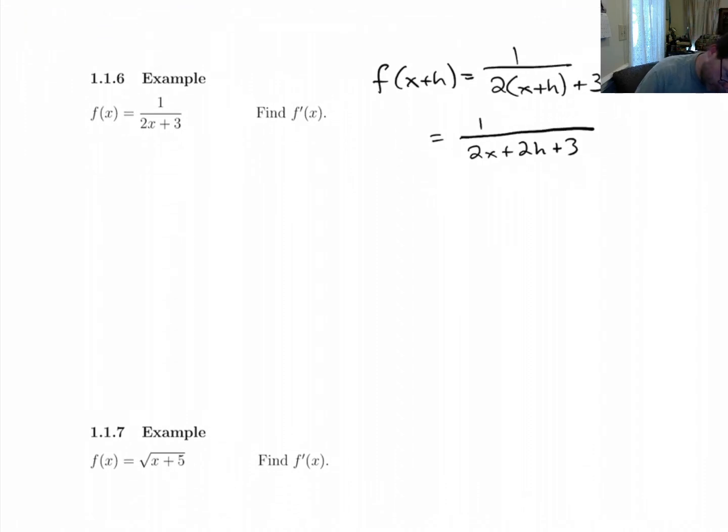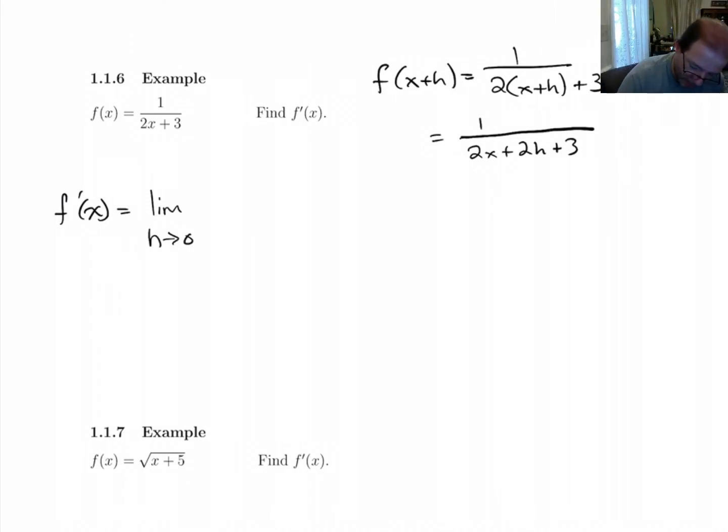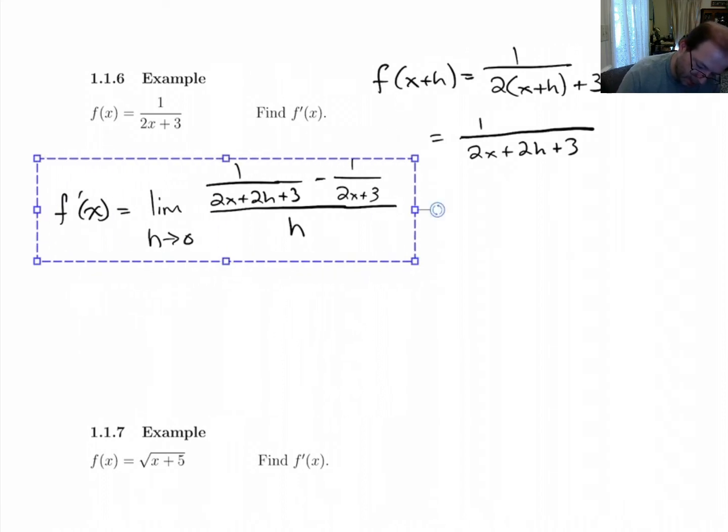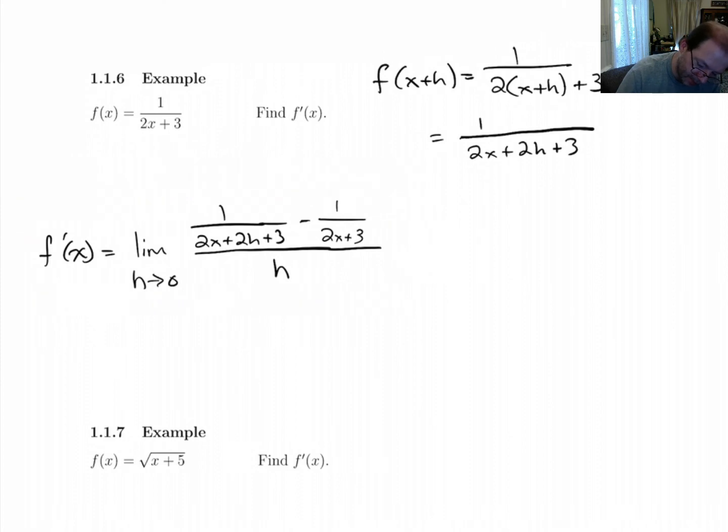All right, so f prime is going to be the limit as h goes to 0 of 1 over 2x plus 2h plus 3 minus 1 over 2x plus 3, all that over h. Now I've got to get a common denominator there, and I'm going to do this by taking this, moving it down a little bit, and adding some space in.